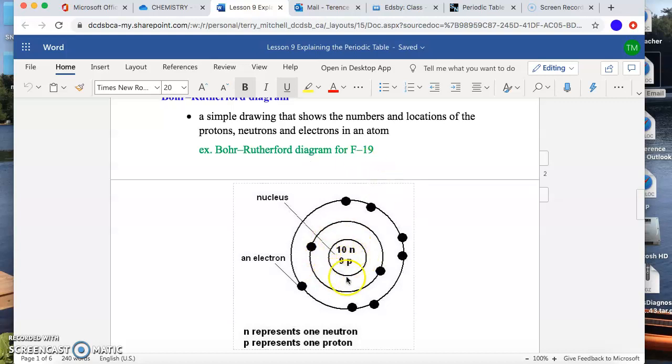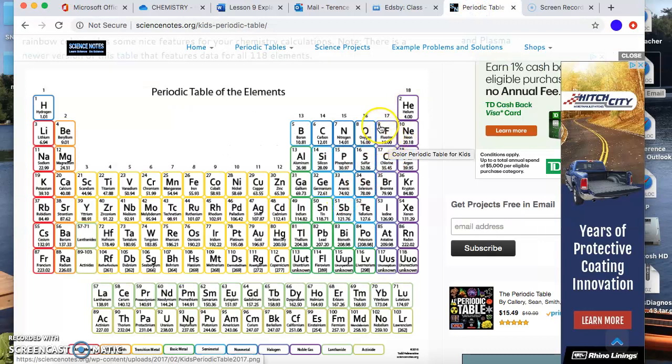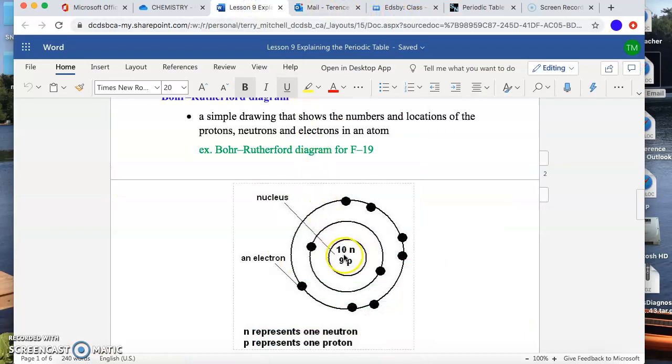In the nucleus here, we know that fluorine, if we look at the periodic table, has atomic number 9, so it has 9 protons. So we just write 9p. This should actually be a 9p with a little plus. And if we look at fluorine on the periodic table here, there's atomic number 9. It has 9 protons in its nucleus. It has a weight of 19. So that tells me that we must have 10 neutrons as well, because 9 and 10 gives us a total weight of 19.